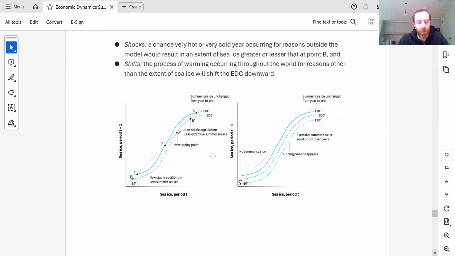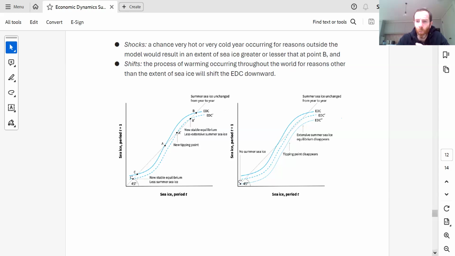Yeah, so you can see them underneath, exact same thing. A small shift downwards of the environmental dynamics curve brings our unstable equilibrium and our stable equilibrium at the high level of summer ice closer together, so that now a smaller shock could push us down to the really low level. Or if the environmental dynamics curve shifts down enough, then we just get a big crash, right? We just suddenly get a massive jump without any shock. We just get a jump down to this low level of summer sea ice.